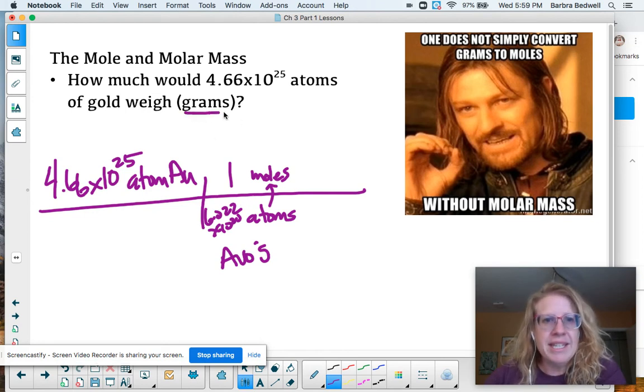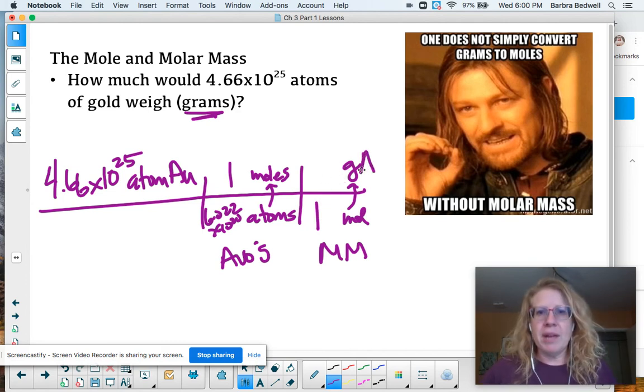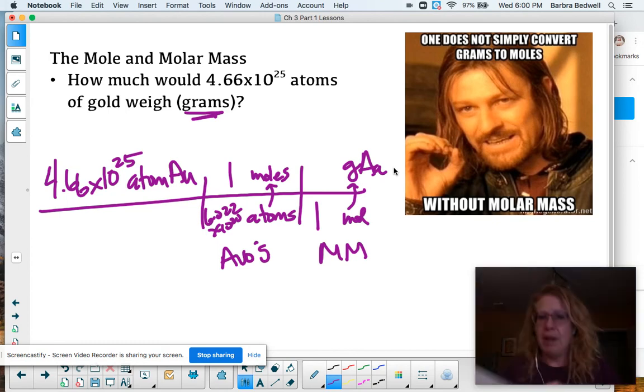Okay, I still need to get to grams, and I'm not there yet, so I've got to do one more step. So I'm going to cross my moles down to the bottom, MOL. I know the abbreviation for moles is MOL. Thanks for saving me the E. And now I can convert from moles to grams. This step is a molar mass step. Whenever you do moles to grams, that's a molar mass step. So 1 mole equals some number of grams. And now this is gold, AU. So now I've got to get my periodic table out and find gold.